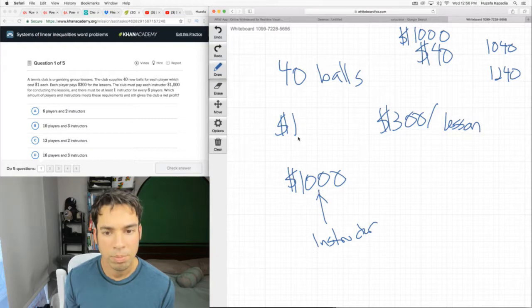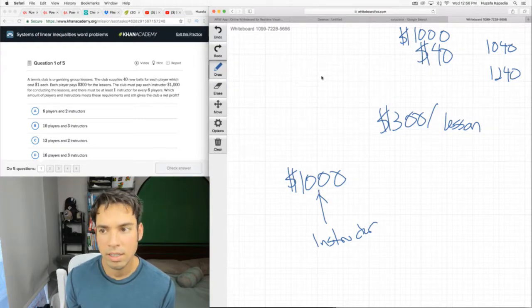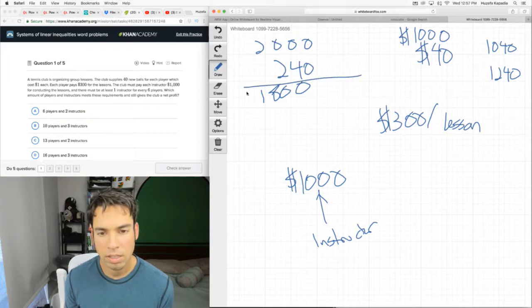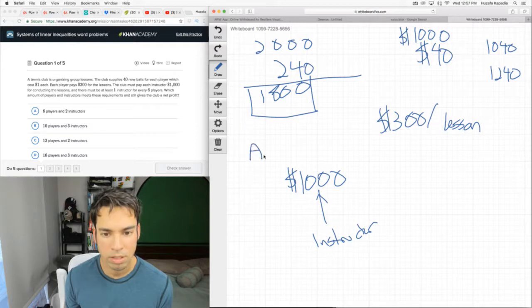We've got 6 players and 2 instructors. So that is 6 times 40, that's $240. And then we're paying $2,000 for the instructors, $1,000 for each instructor. And then we're getting $1,800. That's definitely a loss, right? We're paying $2,240, and then this is what we're making. It doesn't cover the loss. So A is out. Let's put these down here. A, B, C, D. A is out.